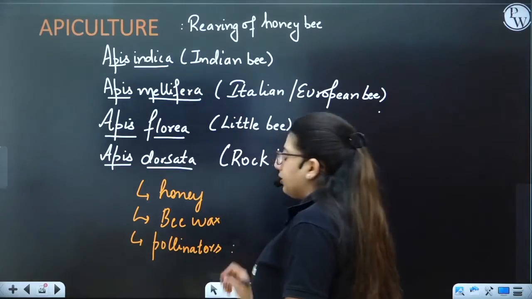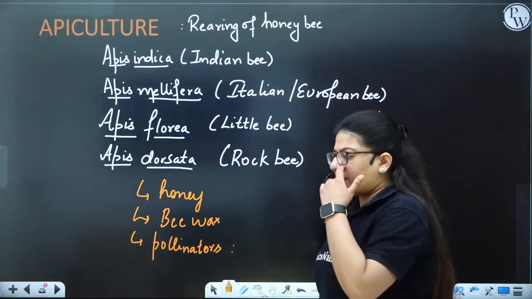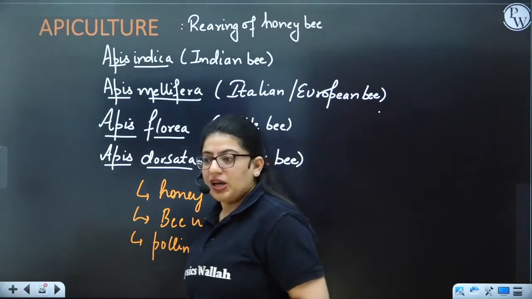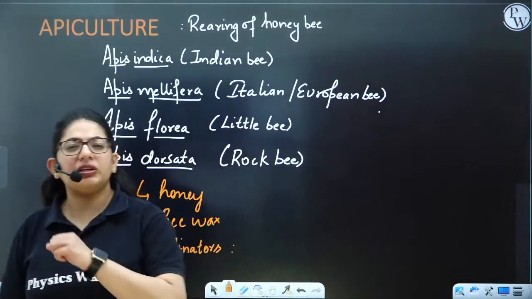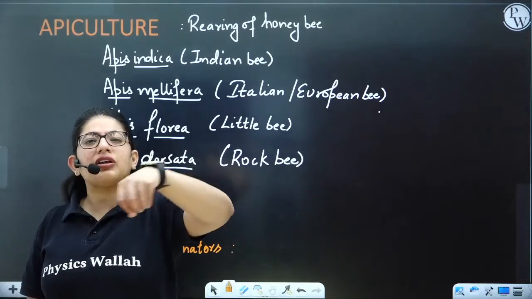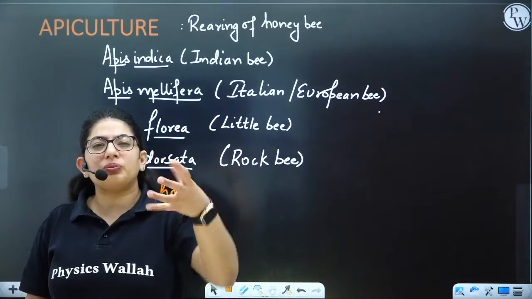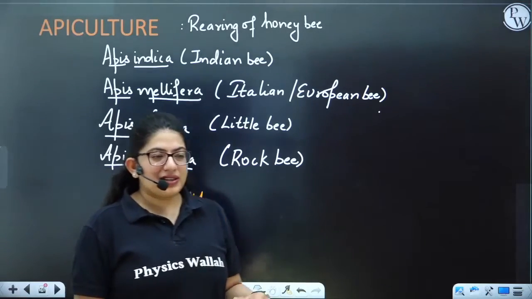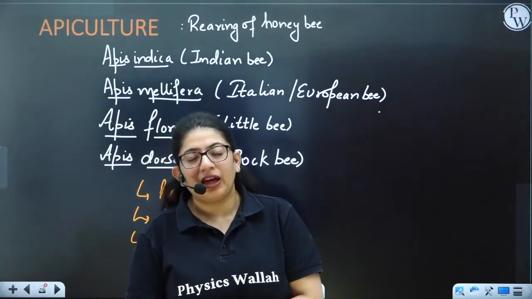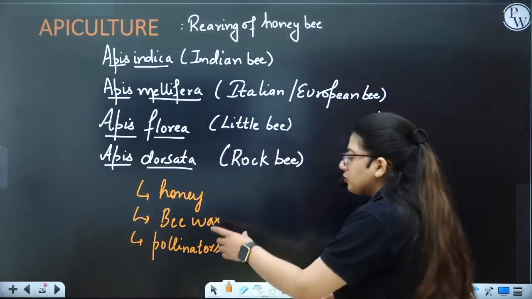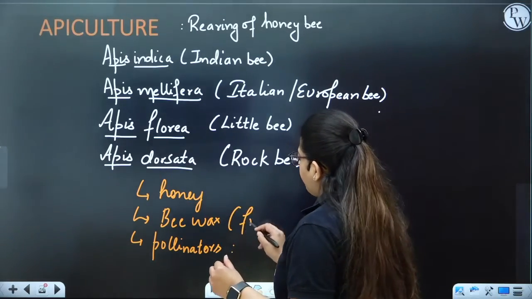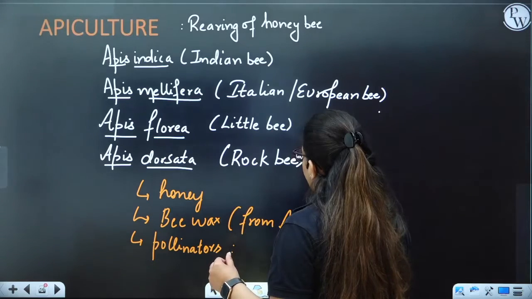What do they pollinate? They pollinate flowers, right? The honey is produced from the nectar of the flowers. That's why you will always see the honeybees flying around the beautiful flowers. They collect the nectar from the flowers and then convert it into honey. And the bee wax is produced from the abdominal glands of the honeybee. That's why we say it's a true product.